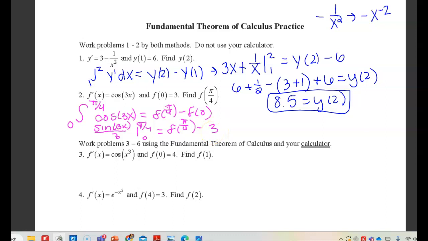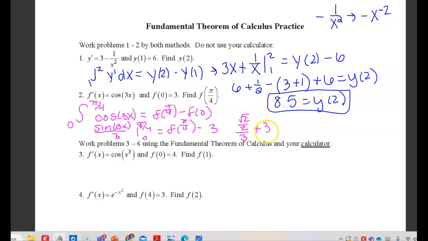So then you'd have sine of 3 pi fourths. So sine of 3 pi fourths, well, any pi fourths is root 2 over 2. So then you have to know where 3 pi fourths is. 3 pi fourths would be in quadrant 2. Sine in quadrant 2 is still positive, exactly. So you have root 2 over 2 over 3 minus sine of 0. Sine of 0 is always 0.